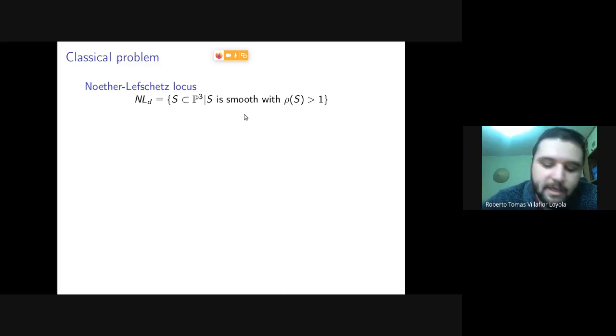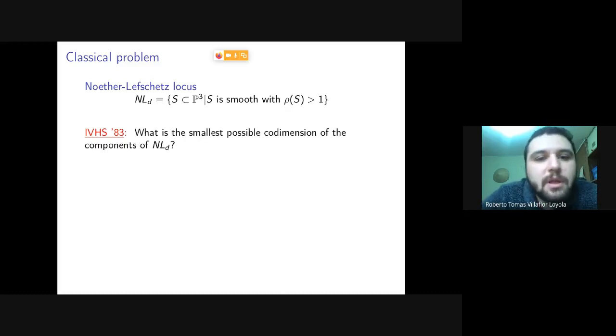It was an active research topic at the beginning of the 90s. Now I want to explain some of the main questions regarding the Noether-Lefschetz locus. After the development of the infinitesimal variations of Hodge structures by Carlson, Green, Griffiths, and Harris in '83, they were able to produce some tools which were useful to study this locus.